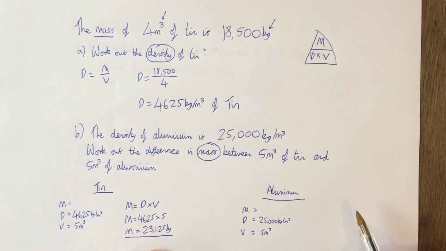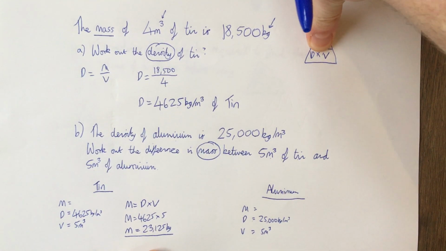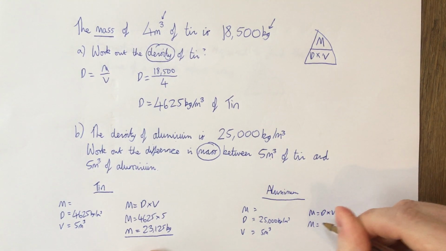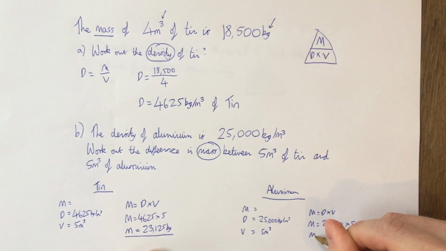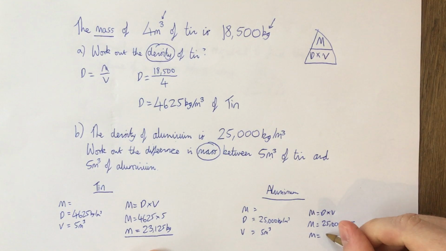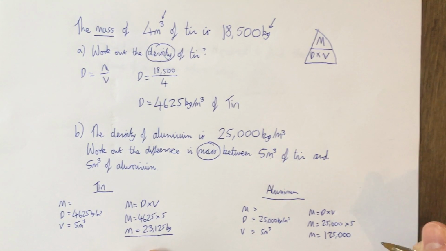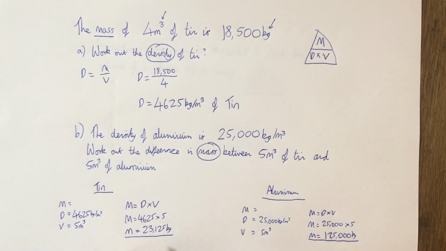Now the aluminium, the exact same thing, guys. You want to find the mass, so therefore cover it up, density times volume. So it'll be mass equals density times volume. So mass equals, in this case, 25,000 times by 5. So 25,000 times by 5 is 125,000 kilograms. So we've just worked out the mass of the tin is 23,125. The mass of the aluminium is 125,000.